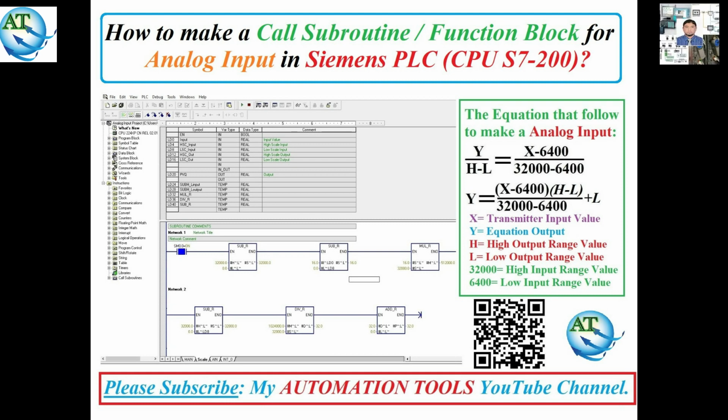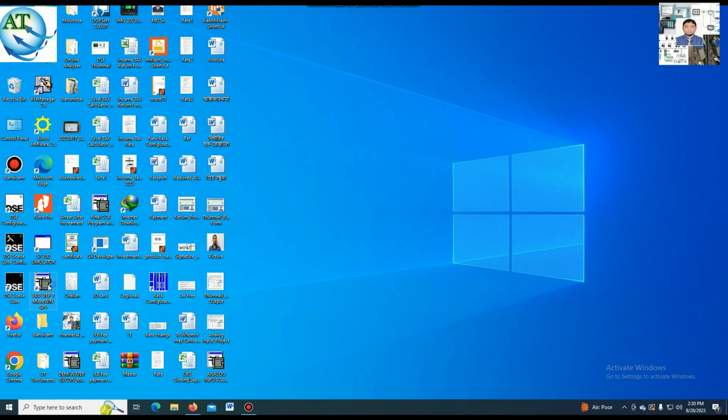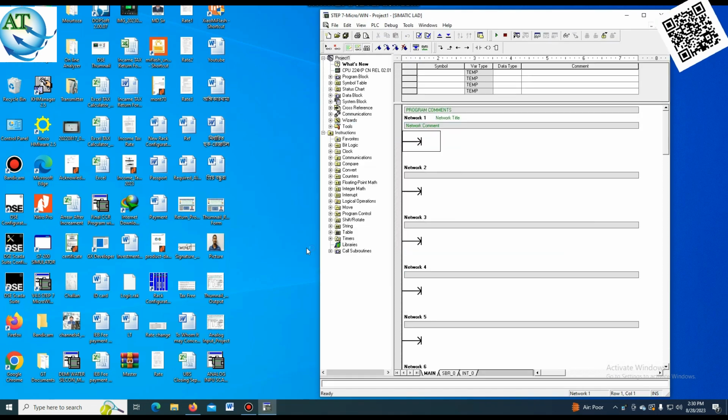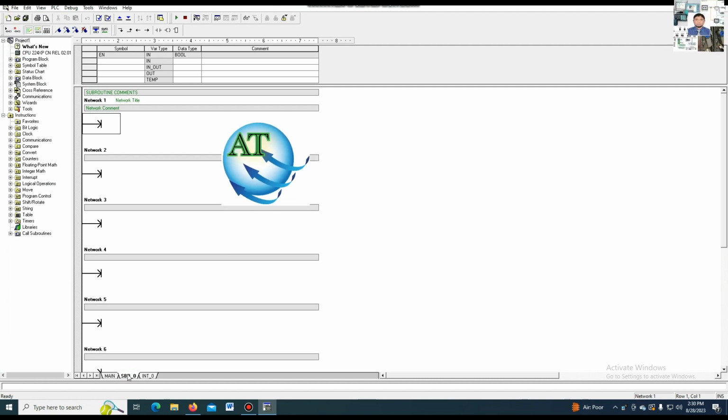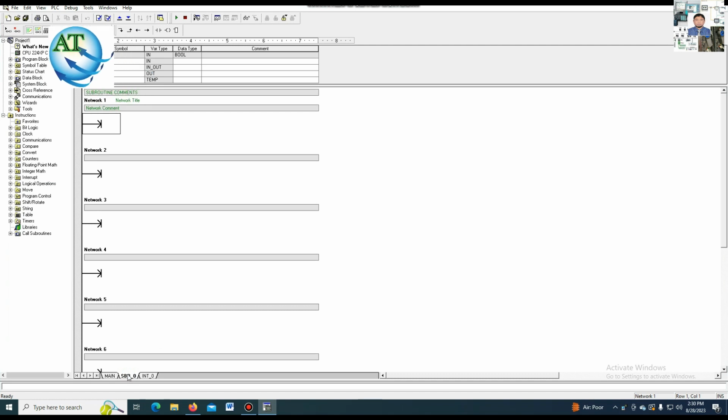So let's start. First we open STEP 7 MicroWIN. This software is used for programming the S7-200 Siemens PLC. This program can be made in three ways. First we make a scaling system, then we go to the analog input, then we make the main program.